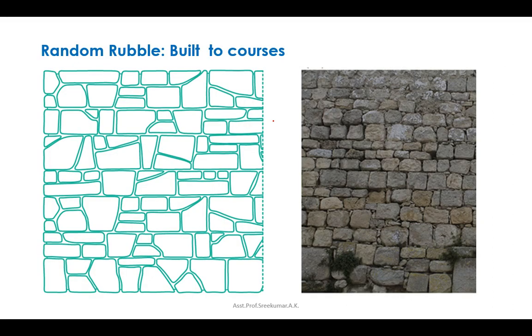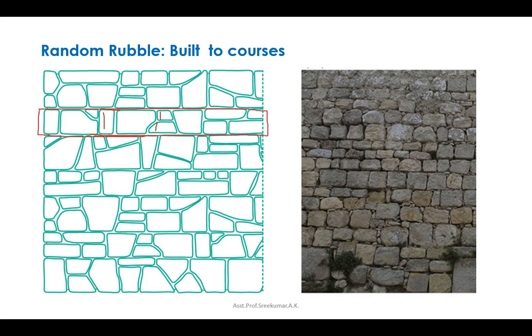Now we'll learn the case of random rubble masonry built to courses. Consider the fact that in the case of built to course type masonry, there can be different heights in a single course. However, the height of the course should be uniform, but it's not necessary that all courses should be of same height. As I said earlier, a course is a continuous row of any unit such as bricks.